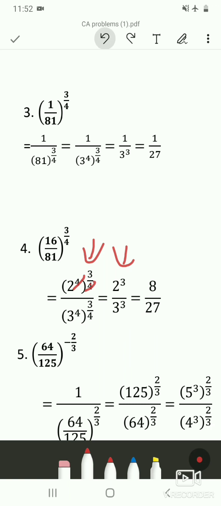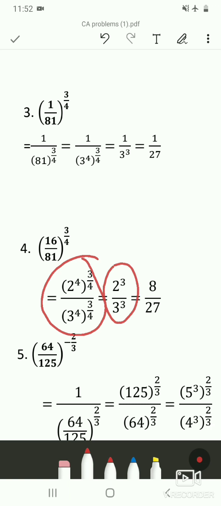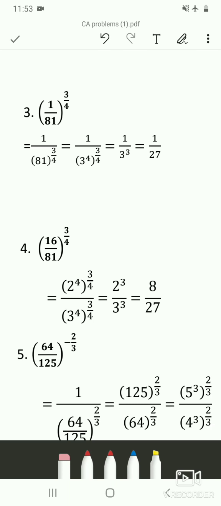So now again let me revise this. 16 upon 81 raised to 3 upon 4. Here 16 is written as 2 raised to 4 and 81 is written as 3 raised to 4. So we have used the fifth law. So using that we'll get it as a power m upon b power m in this step, and then again we have used the third law in this step, and the final answer is 8 upon 27. So now let's move to the fifth problem.